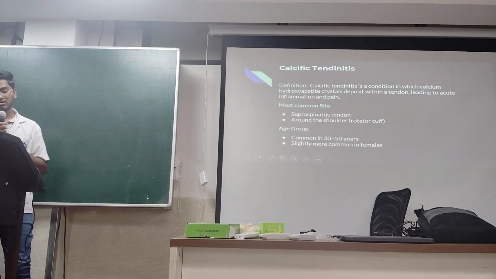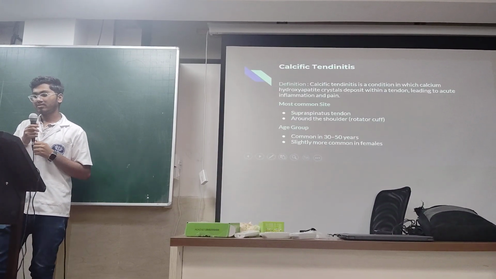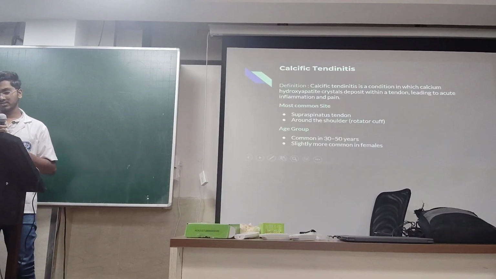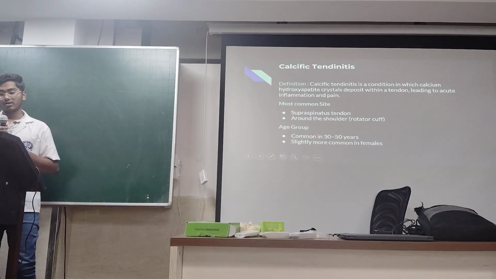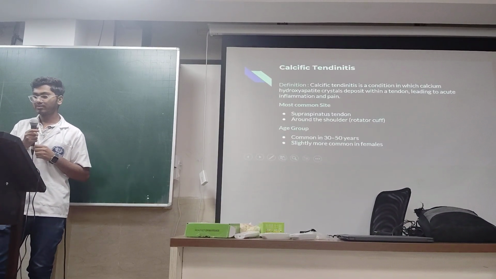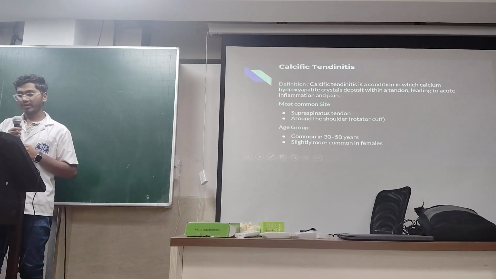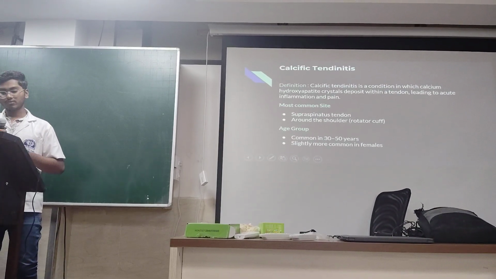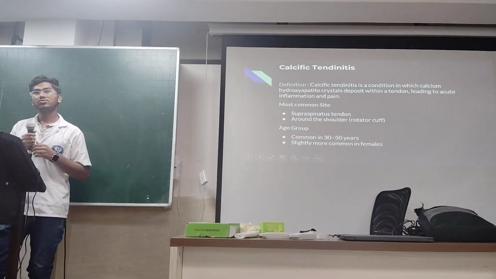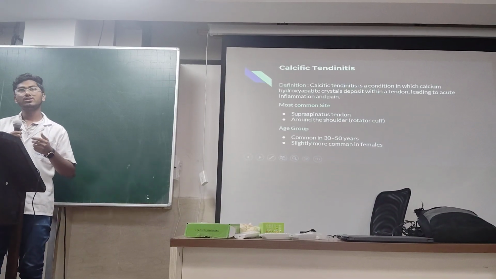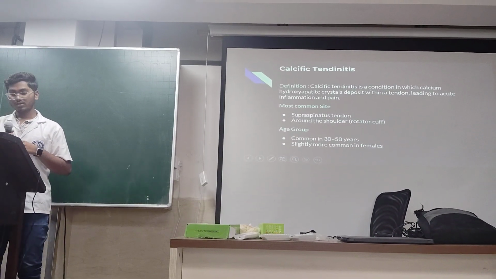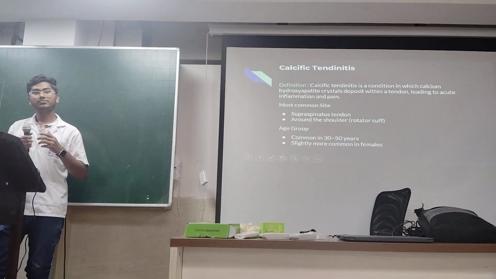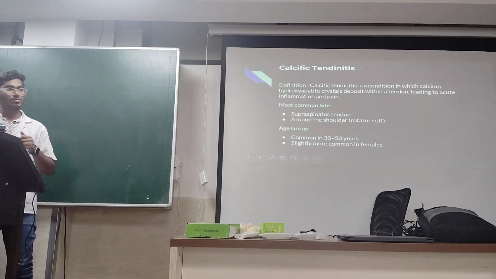Secondly, I will be discussing calcific tendinitis. Calcific tendinitis is a condition in which calcium hydroxyapatite crystals deposit within a tendon, leading to acute inflammation and pain. Most common site: supraspinatus tendon around the shoulder, rotator cuff, which is most common in the 30 to 50 year age group and slightly more common in females.